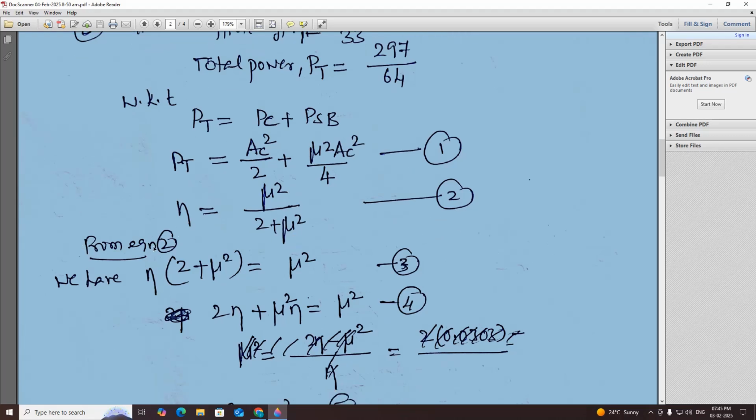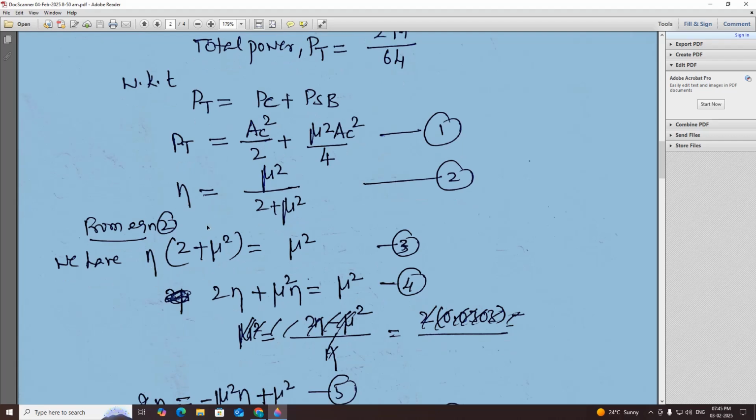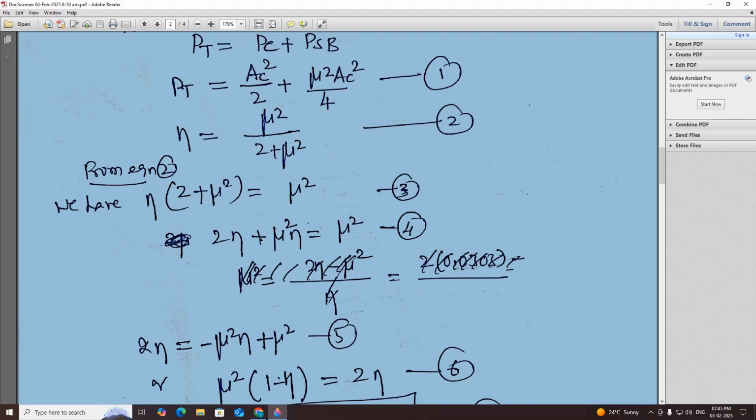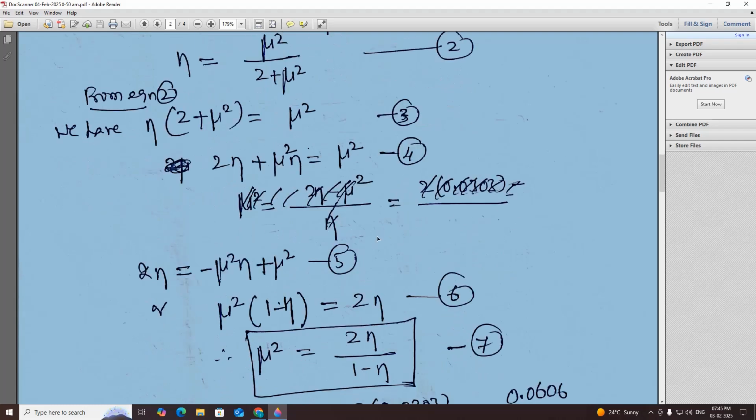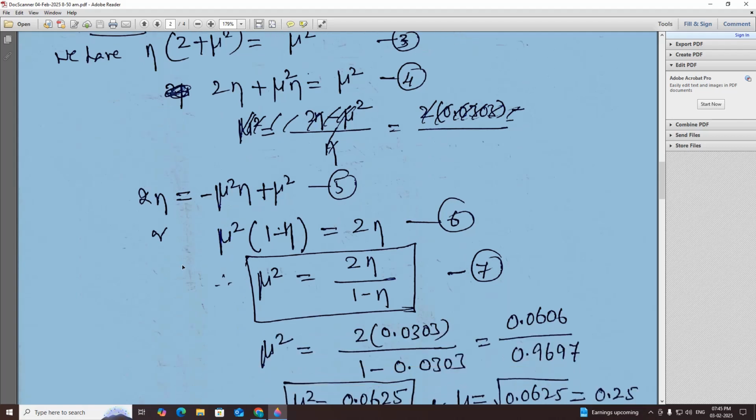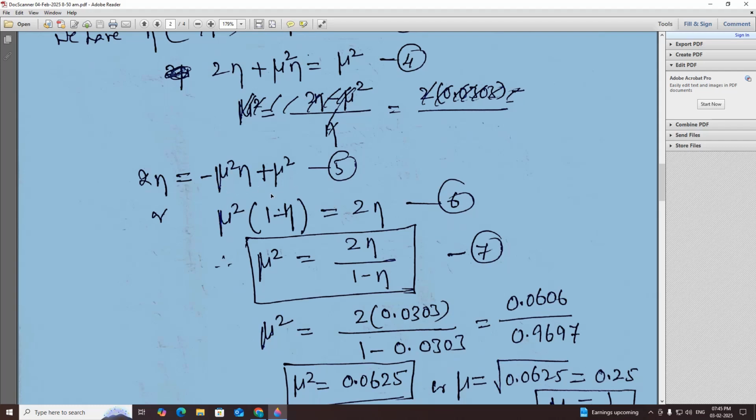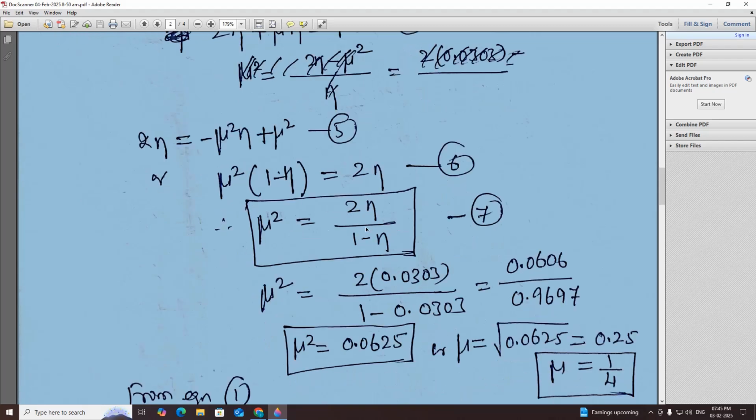So from equation 2, what I will try to find is mu. Cross multiplying, eta times 2 plus mu square is equal to mu square, which can be written as 2 eta plus mu square eta equal to mu square, equation 4. Then 2 eta equals minus mu square eta plus mu square. You take mu square eta to the right hand side, so it becomes minus. Take mu square common, it becomes 1 minus eta, and that is equal to 2 eta.